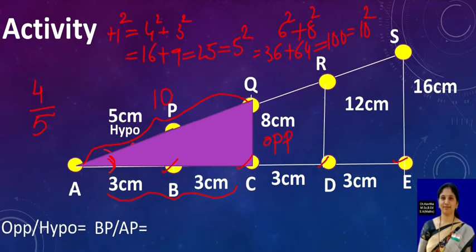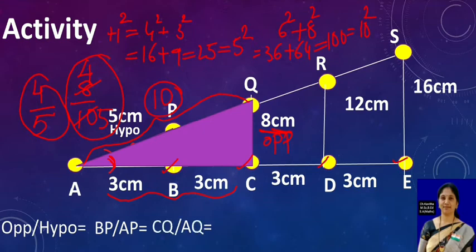Now just observe the opposite by hypotenuse ratio. What is the opposite value? 8 by hypotenuse 10. So 8 by 10. That means 2 fours are 8, 2 fives are 10. So observe that the same 4 by 5 we obtained here. So the ratio of opposite by hypotenuse, that is CQ by AQ, is also the same.